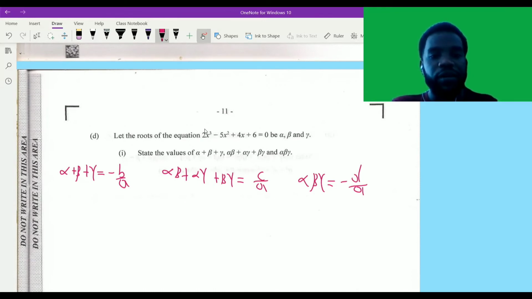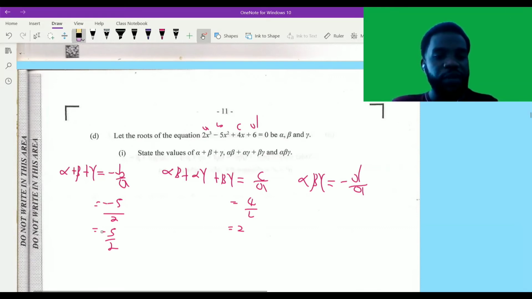Now my b value, go back here, a, b, c, d. My b value is negative 5, and my a value is 2. So it's negative 5 over 2. My c value is 4, so I'm going to have 4 over 2, which is 2. And my d value is 6, so I'm going to have, by the way, this says negative b over a, right? So there will be 2 minus signs here. So I'm actually going to end up with a positive 5 over 2. Please pay keen attention to that, because that's an error persons normally make. So here, since d is positive 6, I'm going to have minus 6 over 2, which is minus 3. All right, so all this is taken care of.